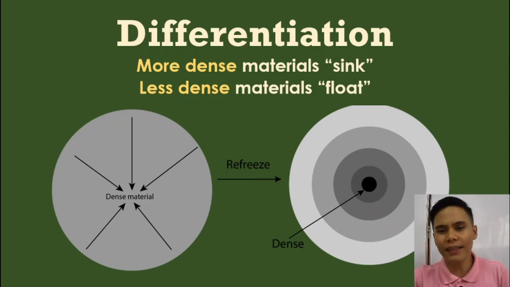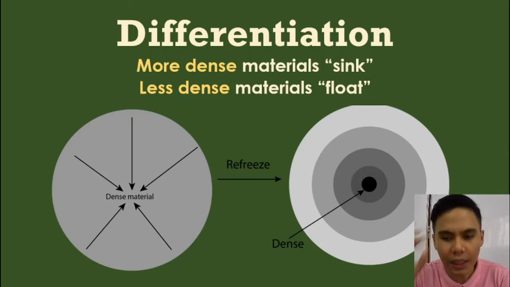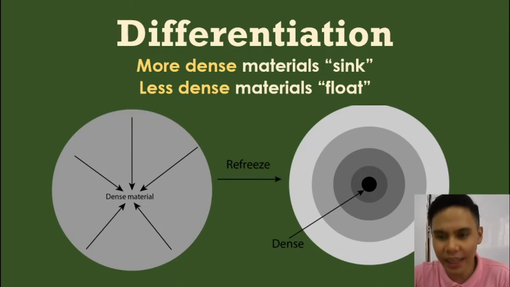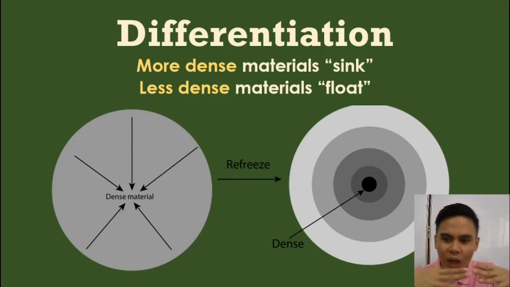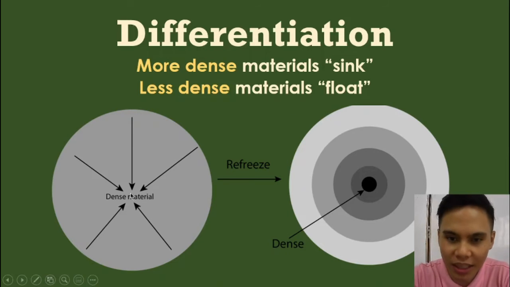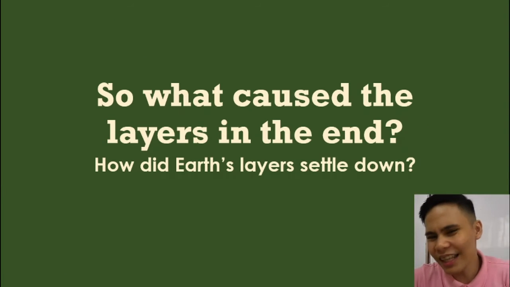So if everything melted, what happens is what we call differentiation. Due to the concept of buoyancy, less dense things float and more dense things sink. So the less dense materials float to the surface of the Earth, while the more dense materials go to the center of the Earth. So what caused the layers in the end? How did Earth's layers settle down into where they are?